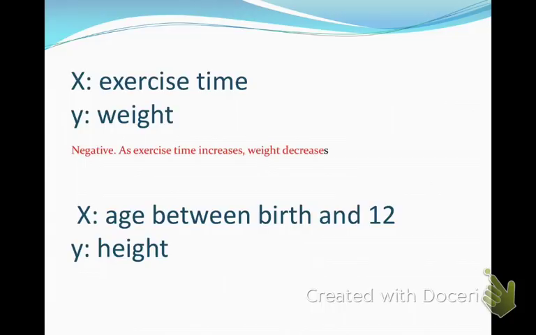Notice the explanation here. The second one, age between birth and 12 years old. So again, as the age would increase from birth to the age 12, what would I expect to happen to the height? Well, most kids grow taller between those ages, so I'm expecting that both variables increase. Therefore, this would be a positive correlation. As age increases between birth and 12 years old, the height increases as well.